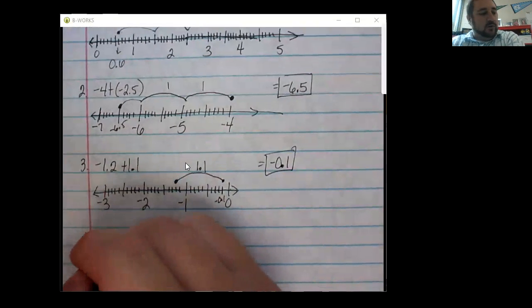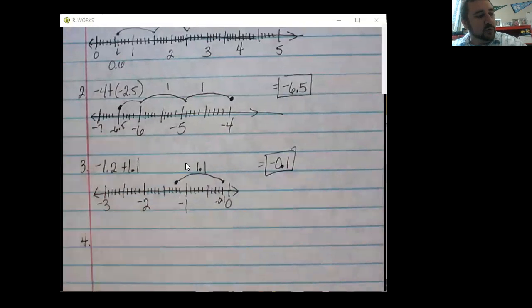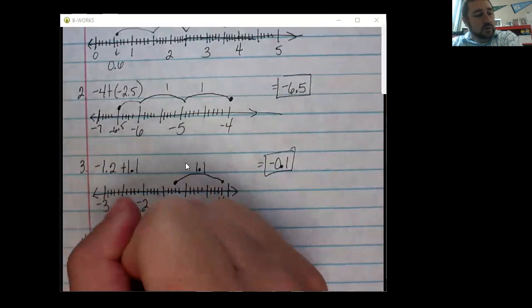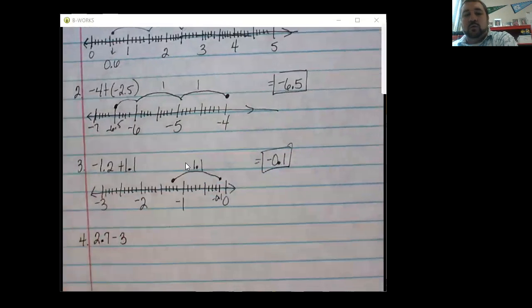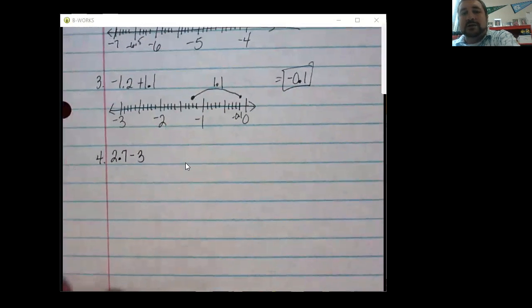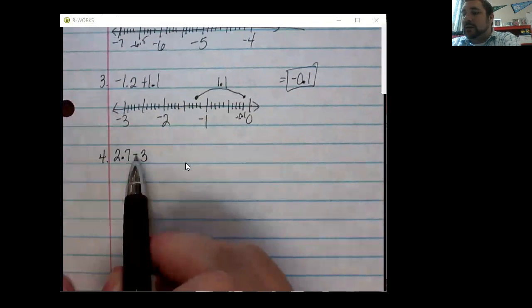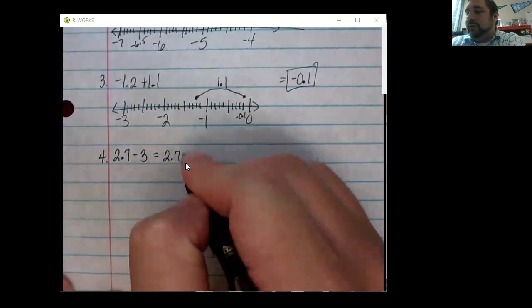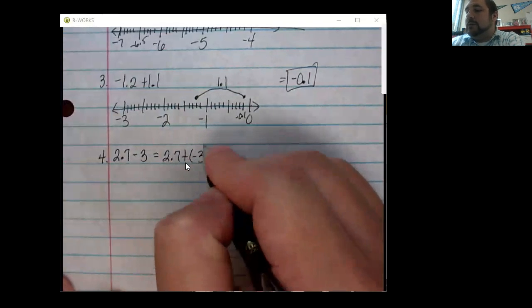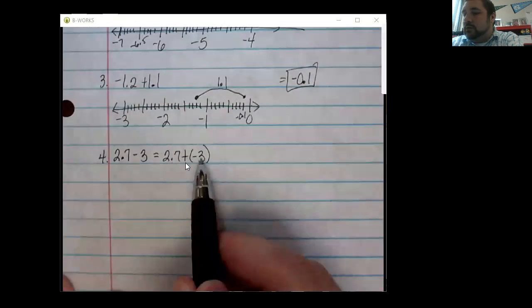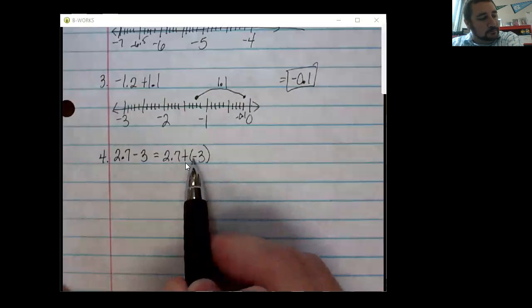All right, let's look at number 4. We have 2.7 minus 3. The first thing we are going to do is rewrite that. I want you to rewrite all positives and negatives if there's a subtract. If this were a plus, we would not rewrite it. So we're going to rewrite this as 2.7 plus -3. So we're going to start at 2.7 and we're going to go 3 to the left this time.